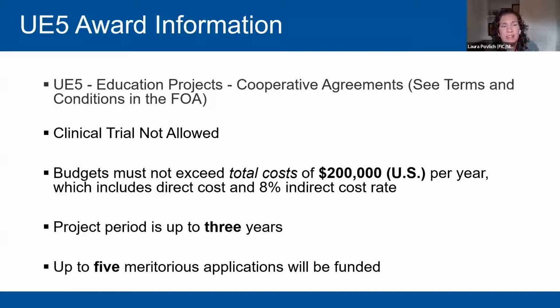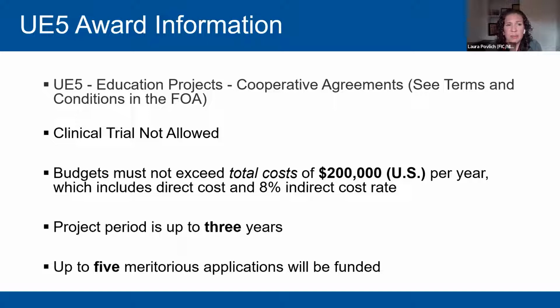The UE5 is a relatively rarely used activity code at NIH. These are for research education projects that use a cooperative agreement rather than a grant mechanism. And so the easiest comparison is the R25. Some applicants may be more familiar with that activity code. So the UE5 is the cooperative agreement version of an R25 and has all of the same kind of components that an R25 would have. You can also look at the terms and conditions in the funding opportunity announcement to see what specific terms are established for these cooperative agreements.